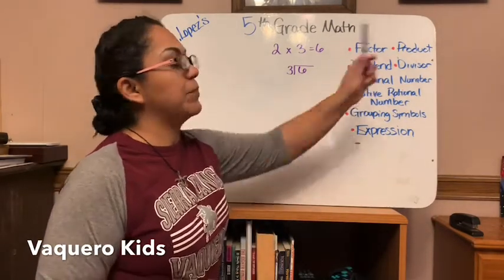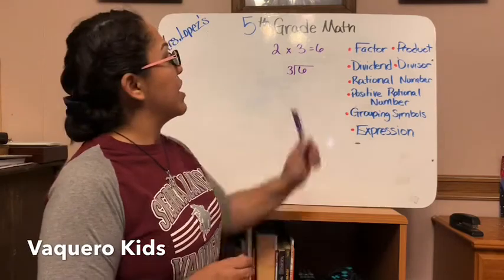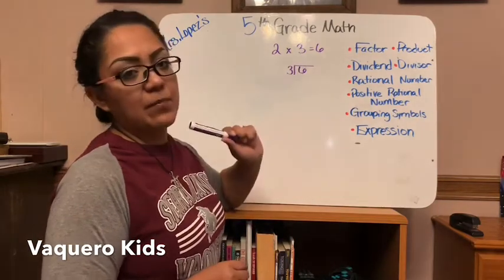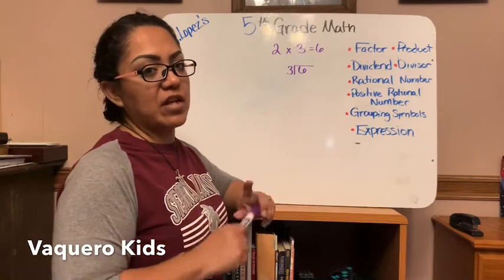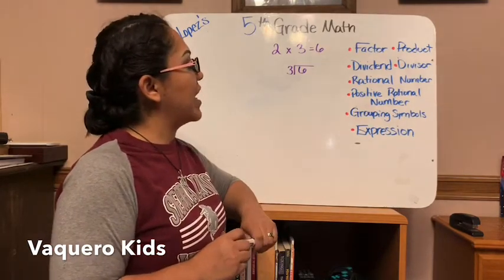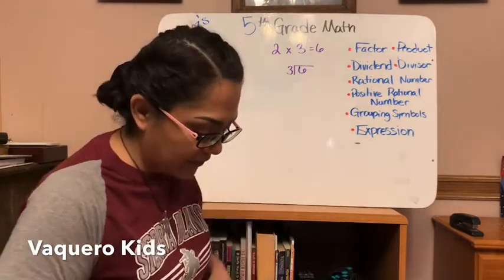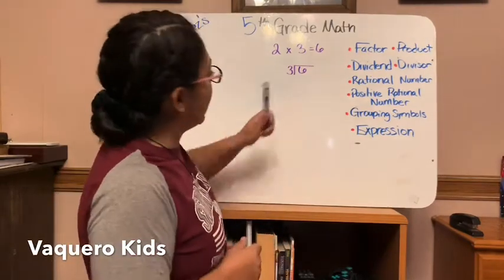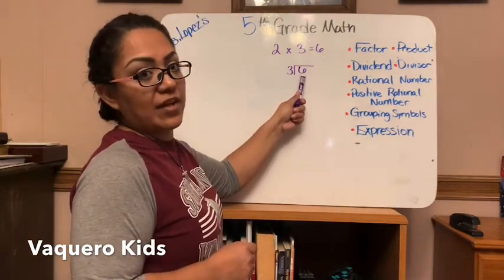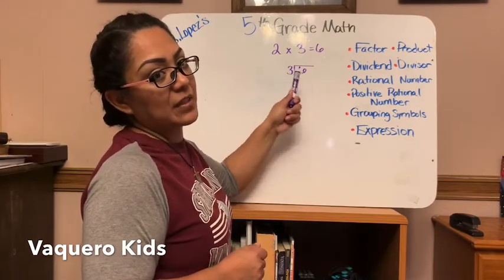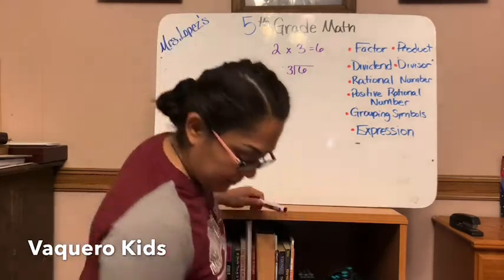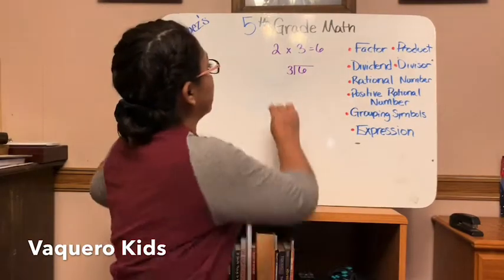We have factor and product, which you already know: the factors are the numbers that you multiply to get your product. So I hope that you guys remember that one. We also have dividend and divisor. Now, the dividend is a number that's being divided, and the divisor is the number that the dividend is being divided by. Okay, so let me move on really quick here.